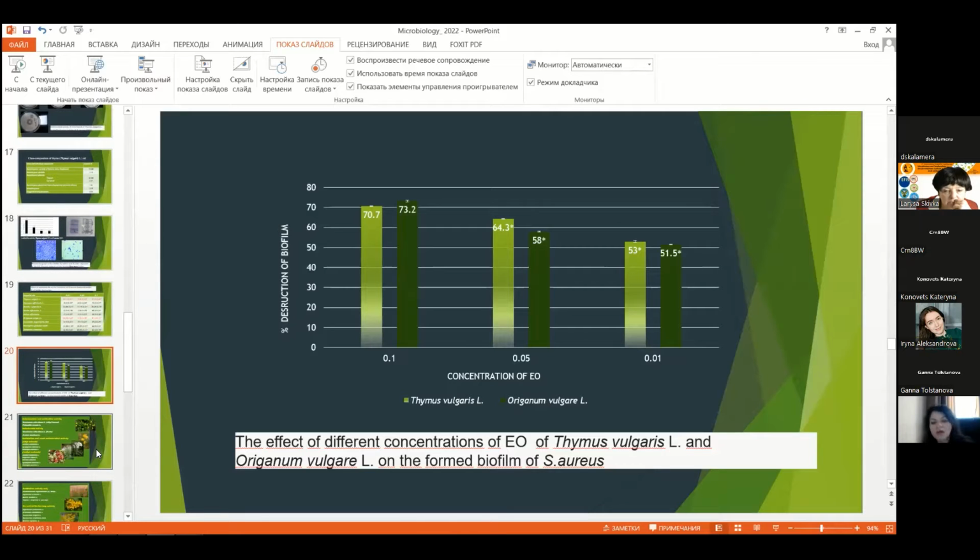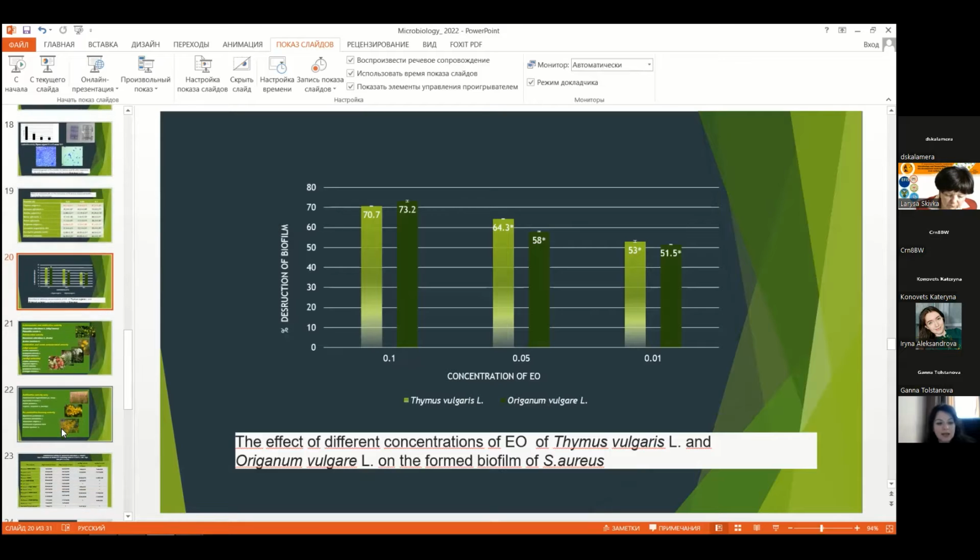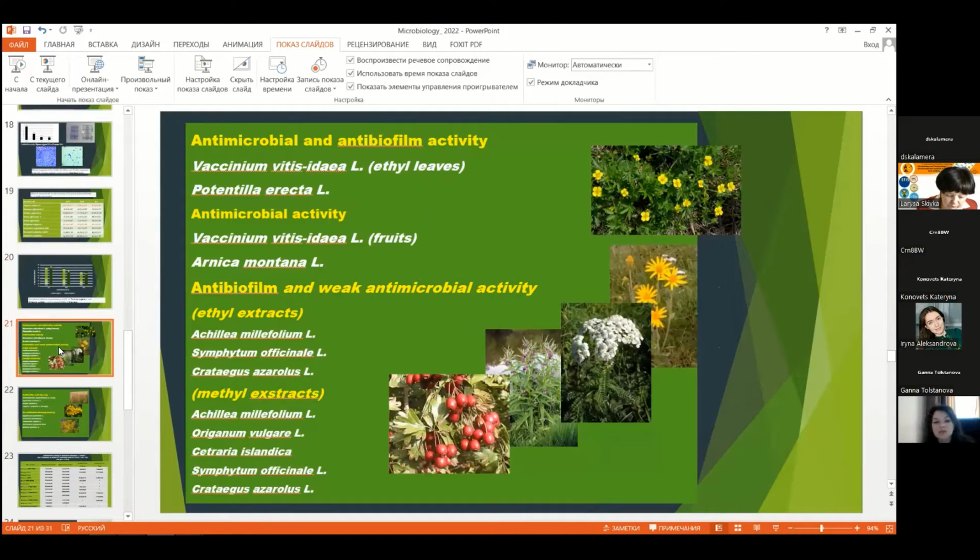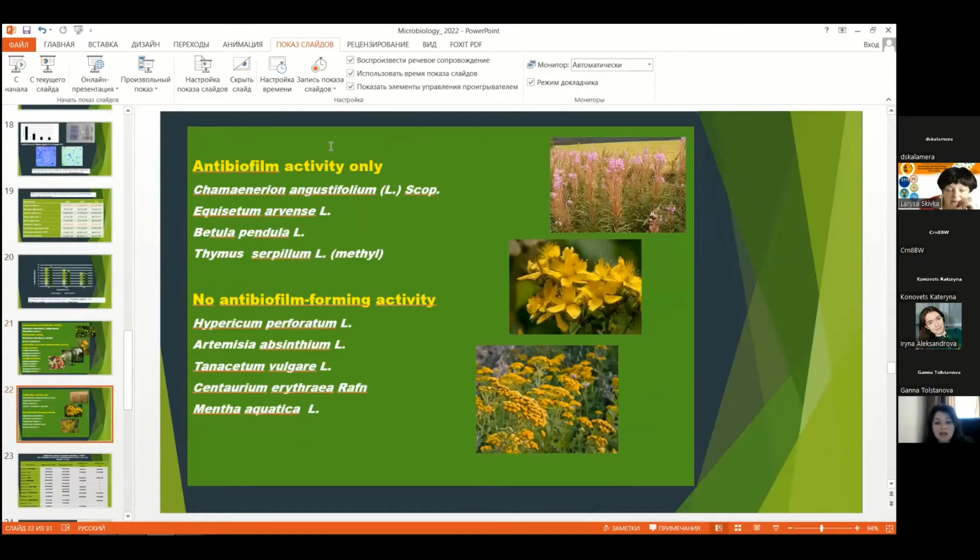Then the next step of our investigation was the antimicrobial and antibiofilm effect of the plant extracts, and we divided all plant extracts which we investigated into several groups with the high antimicrobial and antibiofilm effect. It was the ethyl leaves extract of Vaccinium vitis-idaea, it is a red berry, and Potentilla erecta. Then the extracts which had only antimicrobial effect. It was fruit of Vaccinium vitis-idaea and the flowers of Arnica montana. Then the group with antibiofilm and weak antimicrobial effect, and some of the species have only antibiofilm activity, and the group of the extracts which haven't any antimicrobial and antibiofilm effect.